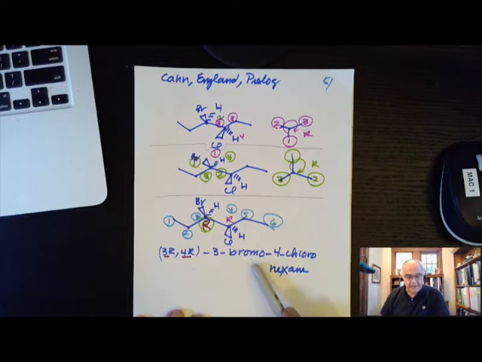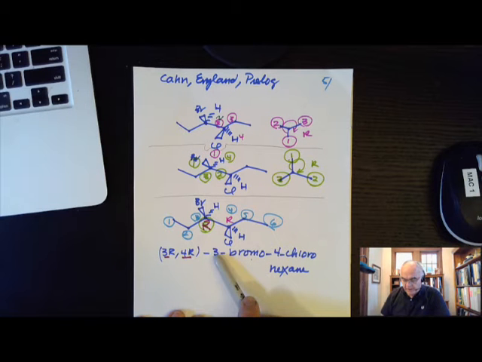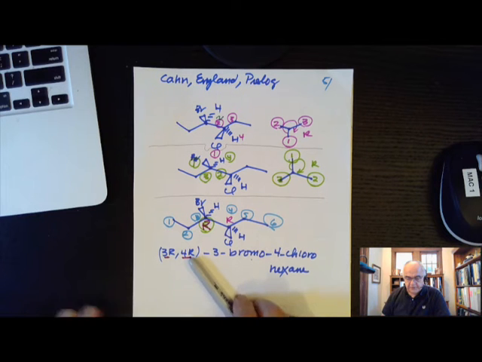Then we name the structure as 3-bromo-4-chlorohexane, but the R and R indicate the stereocenters. Thank you very much.